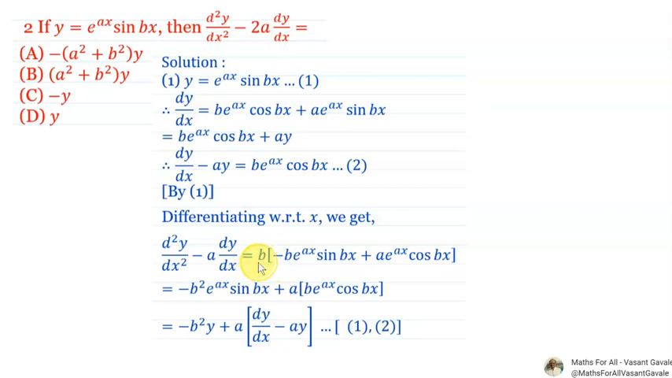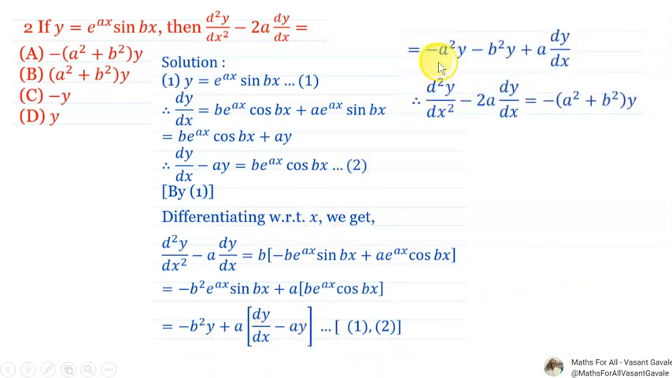पुढे simplification करणार. b into in bracket minus b e raised to ax into sin of bx. Then you will get here minus b square e raised to ax into sin of bx plus या b ने पुन्हा a into e raised to ax into cos of bx ला multiply करणार. Then you will get here a times in bracket b e raised to ax cos of bx. Okay. आता b हा आतमध्ये घेतला आणि हा a आपण इथे काय केला तर बाहेर केला. The value of this b into e raised to ax into cos of bx is dy by dx minus ay. Okay, therefore a into in bracket dy by dx minus ay.